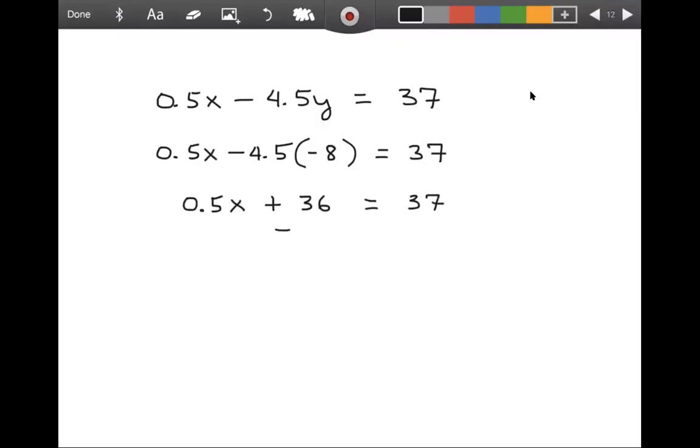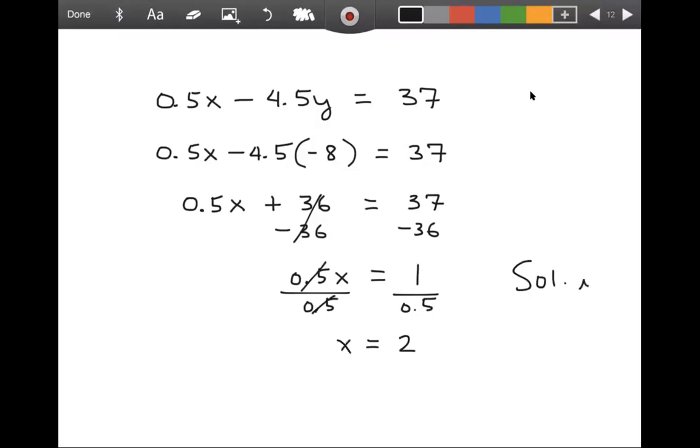All right, so subtract 36 from both sides. That gives us 0.5x equals 1. And then divide both sides by 0.5. 1 divided by 0.5 is 2. So it looks like the solution is x equals 2, y equals negative 8. And one last time, I'll remind you that it is a good idea to check that.